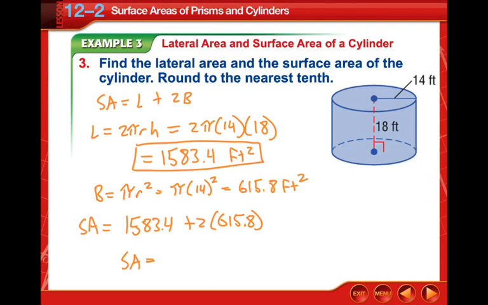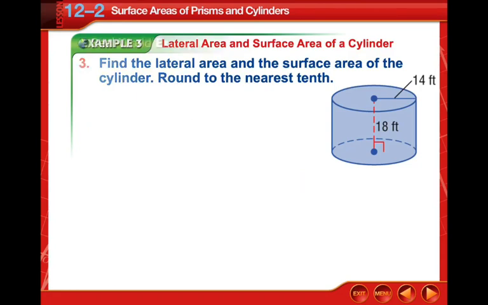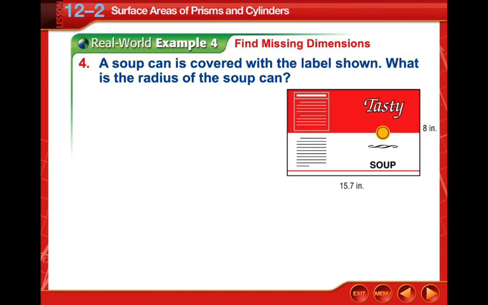Which is 2,814.9 square feet. This next one here, now we're finding the radius of a soup can.